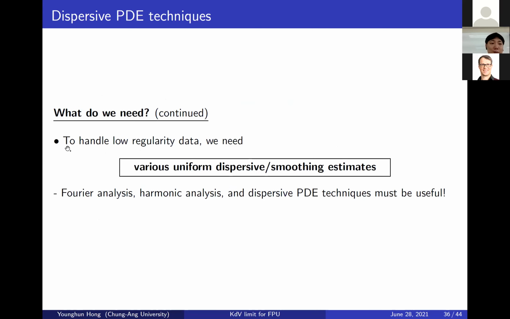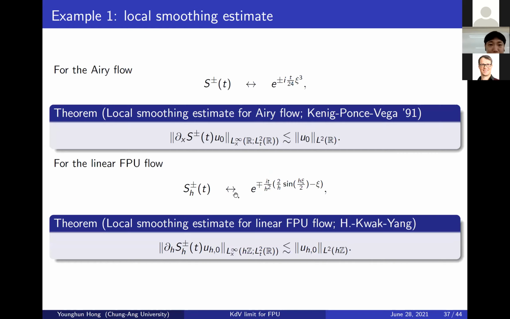And also, in order to handle low regularity data, we need various uniform, dispersive, and smoothing estimates. And as I mentioned, in order to prove the continuum limit, we need a better understanding of the nonlinear solution. But for that, we need a better understanding of linear solutions. For instance, for the proof, we need a local smoothing estimate for the linear FPU flow.